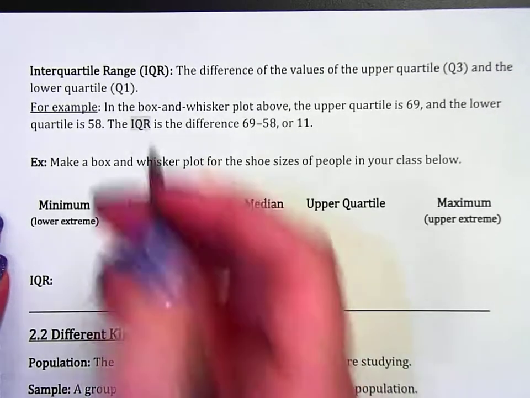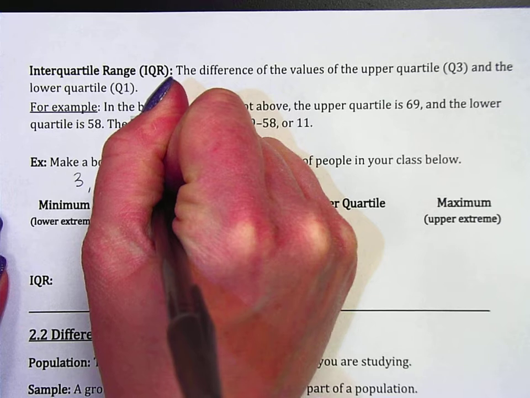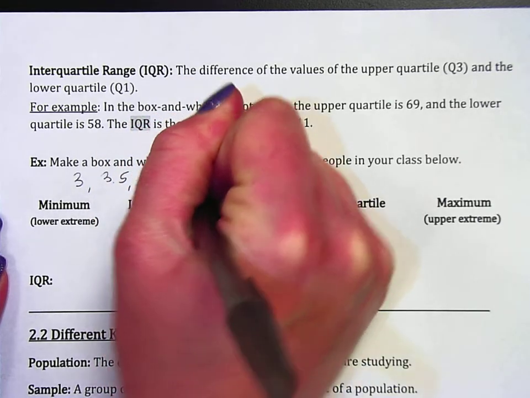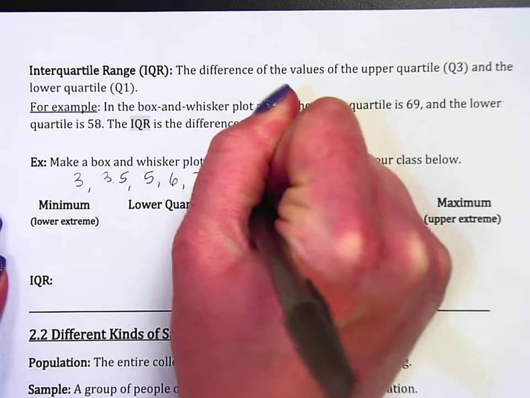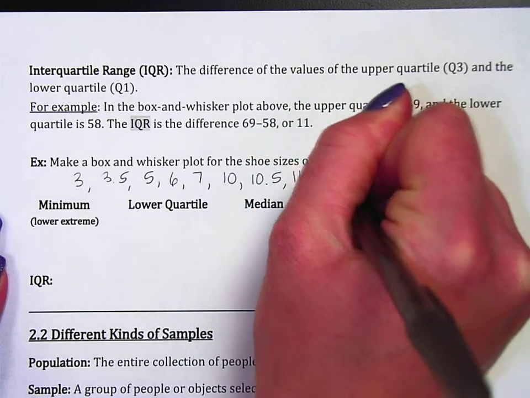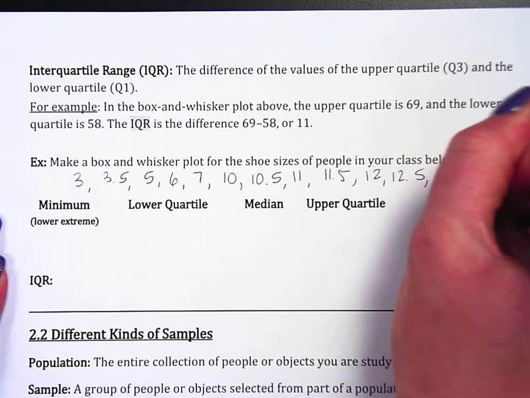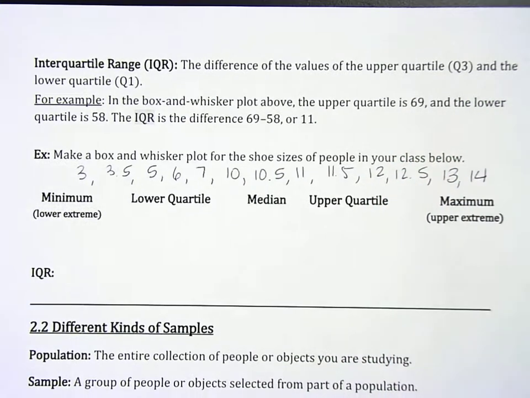All right, so I have 3, 3.5, 5, 6, 7, 10, 10.5, 11, 11.5, 12, 12.5, 13, and 14. So if you were to do this data yourself, your numbers would look different. You could also have more or fewer people. But for right now, go ahead and copy mine so we have an example to look off of.